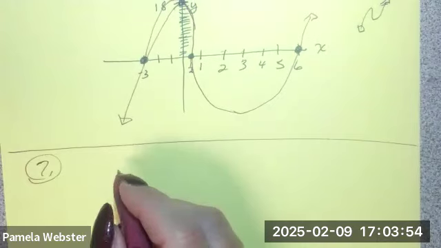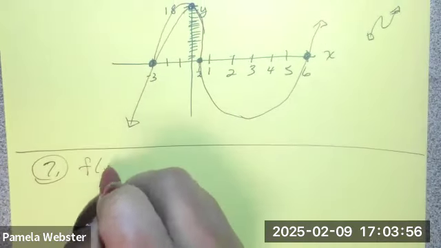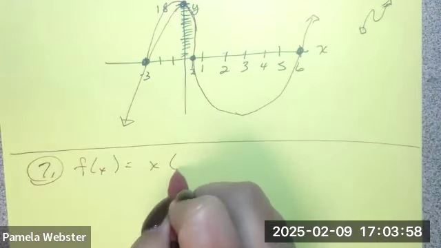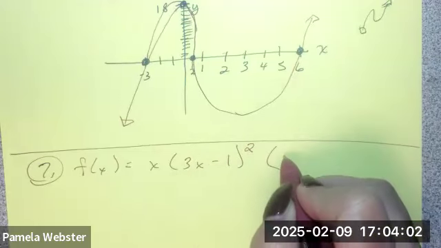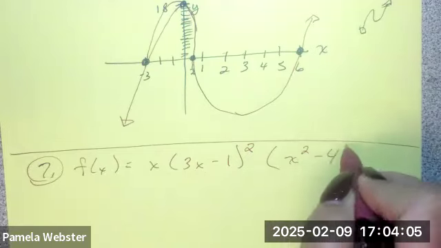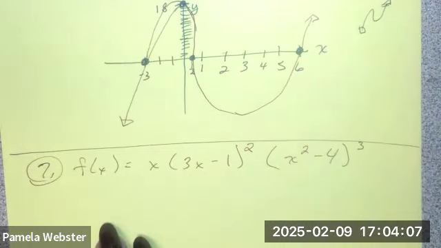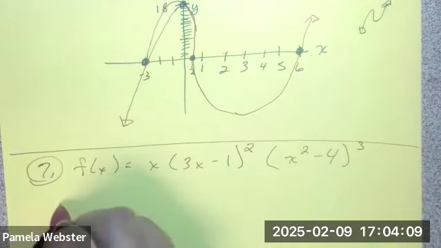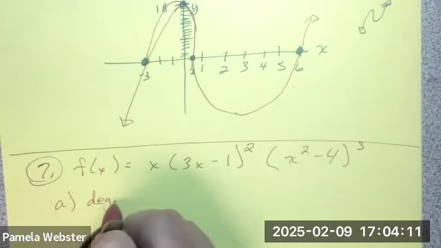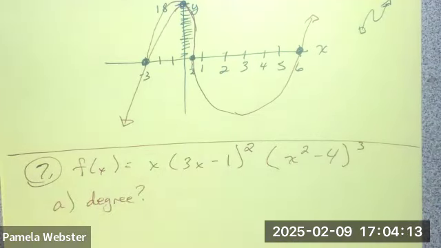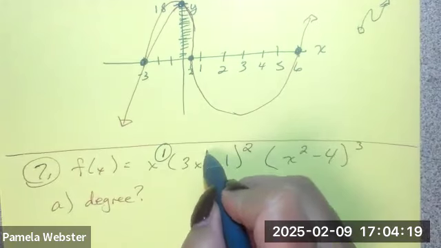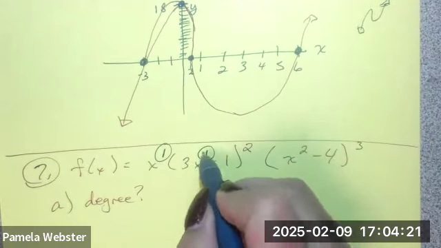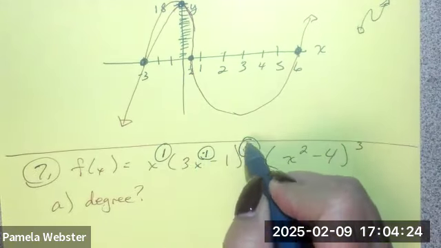Number 7 says you've got a polynomial, f of x equals x times (3x minus 1) squared times (x squared minus 4) to the third. It's a little bit tricky, so we're going to play with it. It says find the degree. Let's make sure we're all on the same page here. This is x to the first. This is x to the first, but that x to the first is being squared.